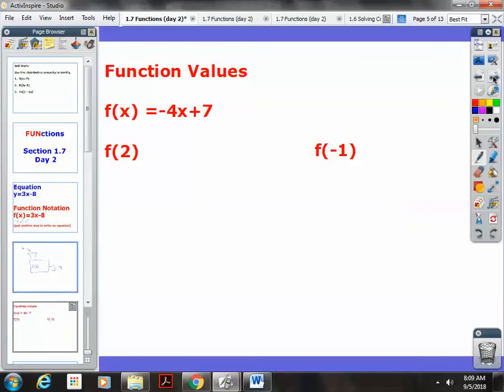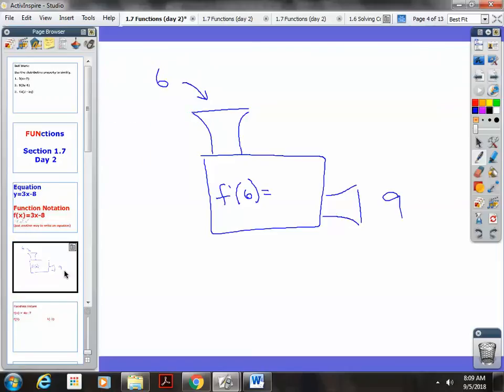Let me show you what I mean by this. I'm going to give you a function like this. Go ahead and write it down on your paper, please. It's read f of x equals negative 4x plus 7. So into my machine, I'm going to put this number right here. It says f of 2. So 2 is what's going to go into my machine. I'm going to put the number 2 into my machine.